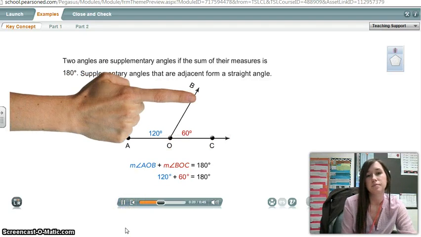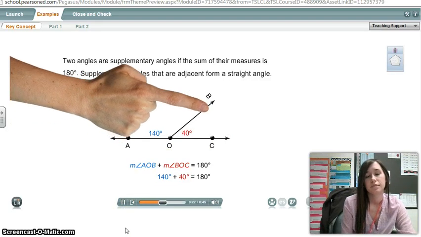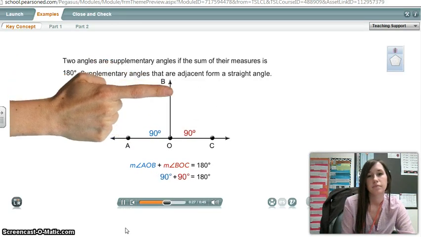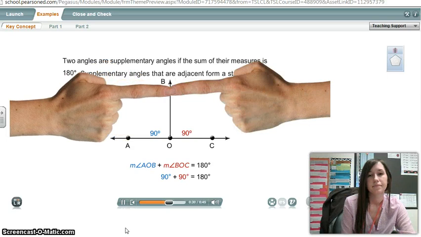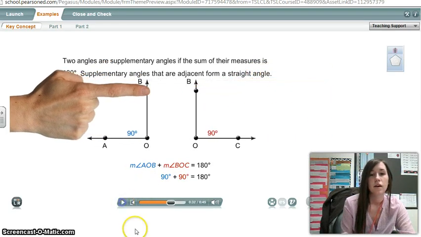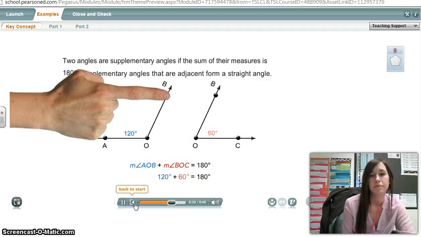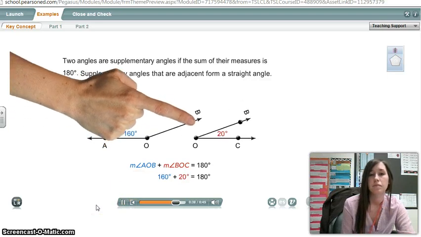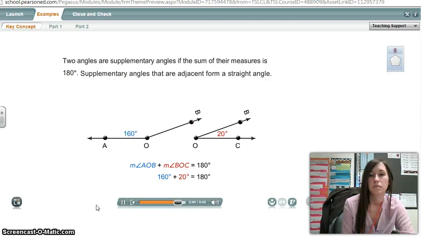Notice that as the measures of the two angles change, the sum of their measures is still 180 degrees. Suppose two supplementary angles are not adjacent. Angles don't have to be adjacent to be supplementary. These two angles are not adjacent because they are not side by side, but they're still supplementary because they still add to make 180 degrees. Even though angle AOB and angle BOC are not adjacent, the sum of their measures remains 180 degrees as the measures of the two angles change.